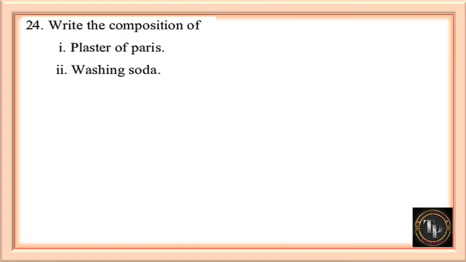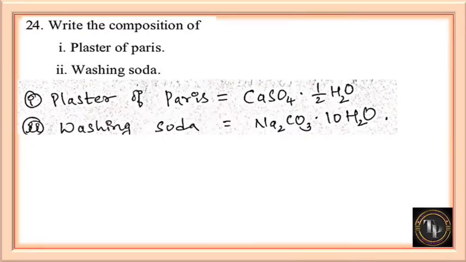Write the composition of plaster of Paris and washing soda. You know plaster of Paris means calcium sulfate half H2O. Calcium sulfate half H2O, already studied in SSLC. Washing soda is Na2CO3 10H2O. This also is studied in SSLC.